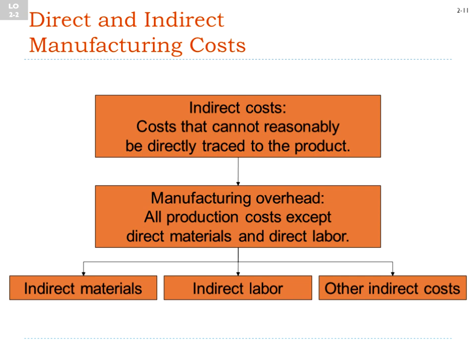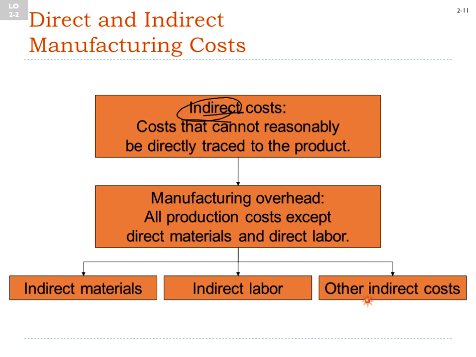Now, some costs are classified as indirect costs. Indirect costs, these are costs that can't be directly traced to the product. So they're going to be classified as manufacturing overhead. Overhead is comprised of all of the production costs, except for direct materials and direct labor. So they're going to include indirect materials, indirect labor, and other indirect costs.